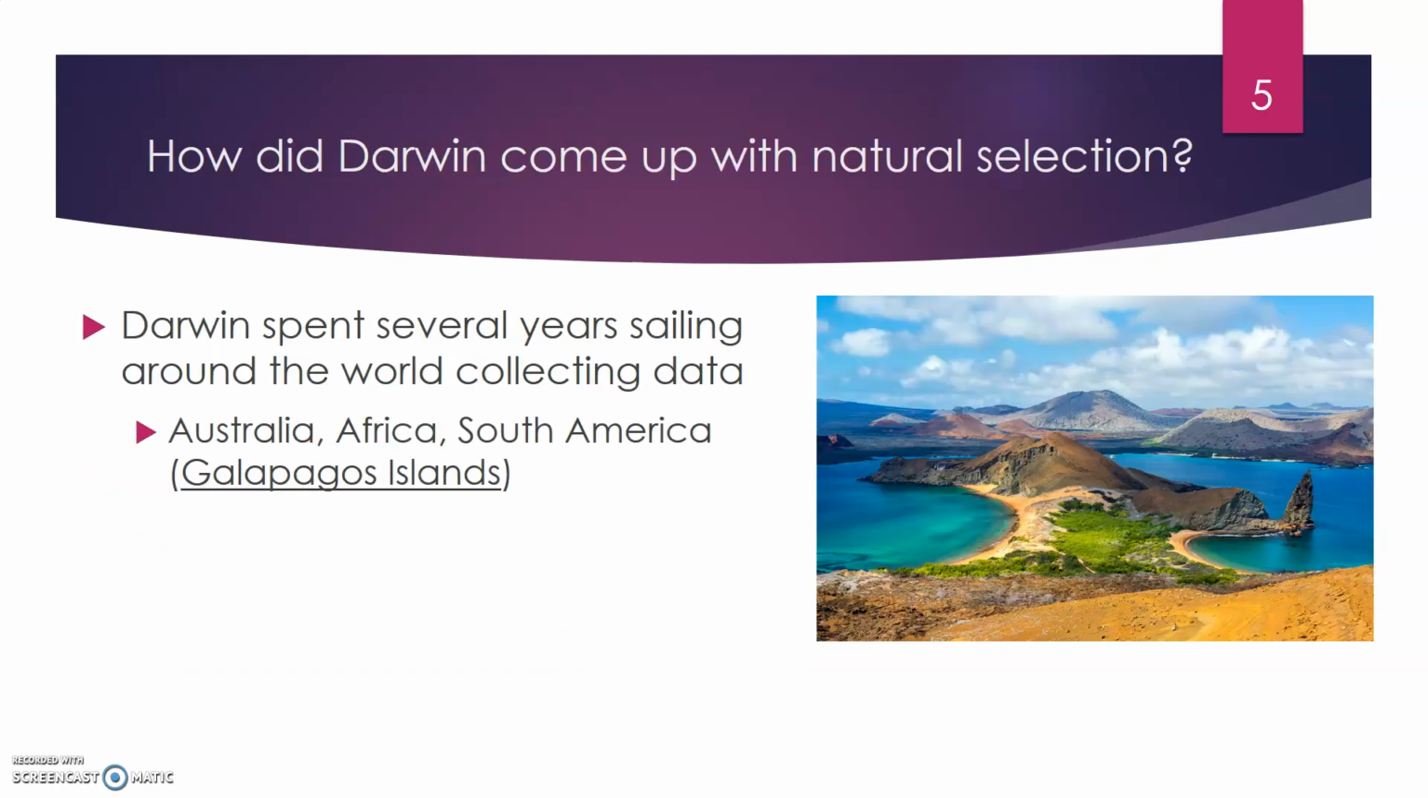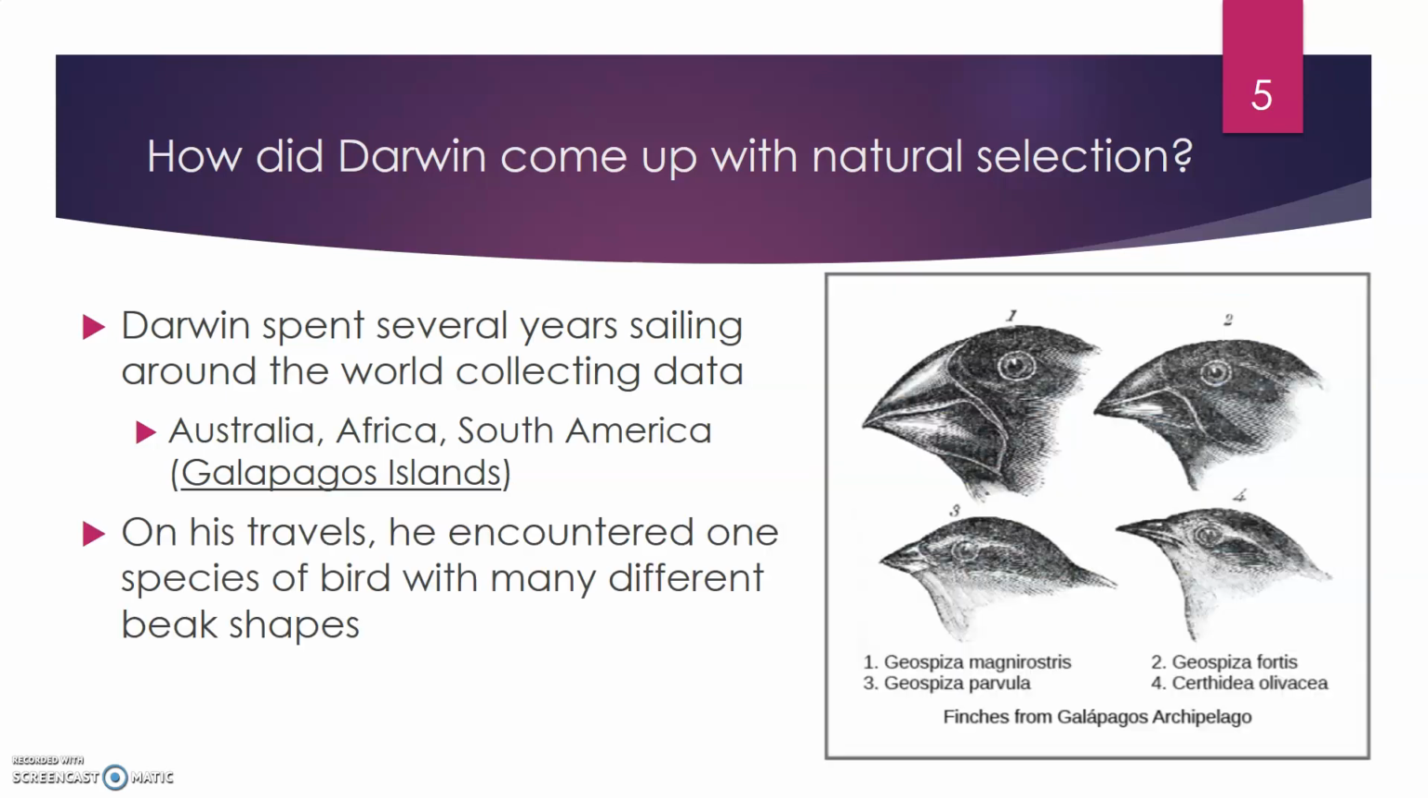And so how did he come up with this idea of natural selection? Darwin spent several years sailing around the world, looking at things and collecting a lot of data. And he traveled to Australia, he traveled to Africa, but he spent a majority of his time in South America, more particularly off the coast of Ecuador in a small set of islands known as the Galapagos, which you can see here. And on his travels, particularly in the Galapagos, he encountered a species of bird, this type of finch, which are now sometimes known as Darwin's finches.